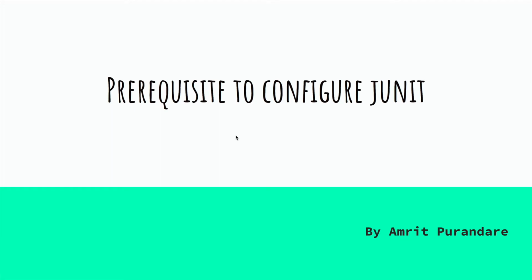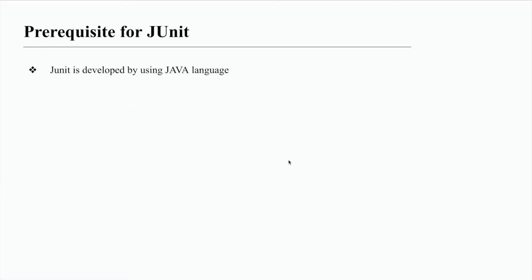In this tutorial, we will understand the prerequisites needed to configure JUnit into your project. So let's get started. JUnit is developed by using the Java language. We already know JUnit stands for Java Unit. So Java installation is a must to use JUnit in your development environment.